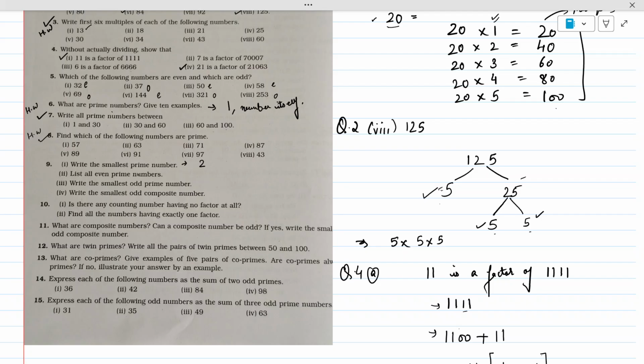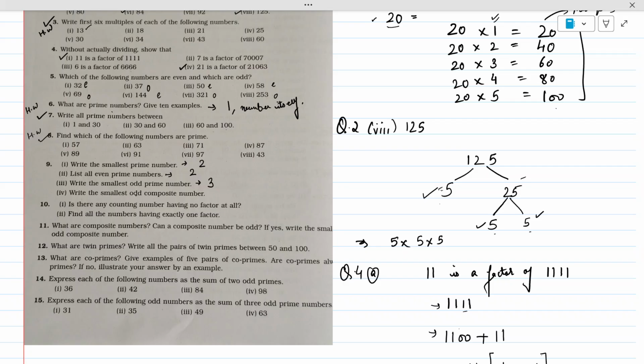List all even prime numbers. This we have already done. 2 is the only even prime number, because if we go to the next even number, which is 4, that is not a prime number. It is a multiple of 2. It has a factor 2. Okay. This also we have done. Now write the smallest odd prime number. Again, this is 3. 3 is odd and it's prime also.